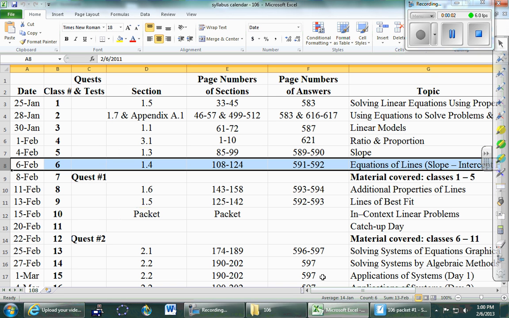Okay, hello. So again, we're starting on page 30 in the packet. We'll take our quick daily look at the calendar. Today is February 6th. We're going to cover something called equations of lines, two different forms of equations of lines. Hopefully some of today will look familiar to you. And then next class in theory is our very first quest.